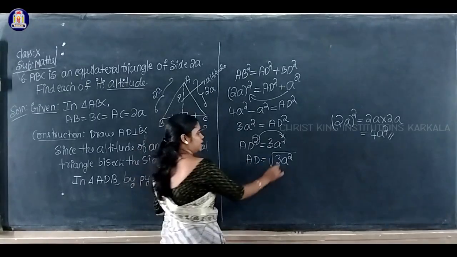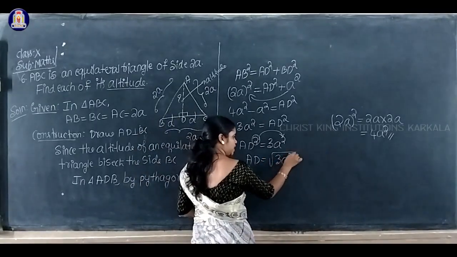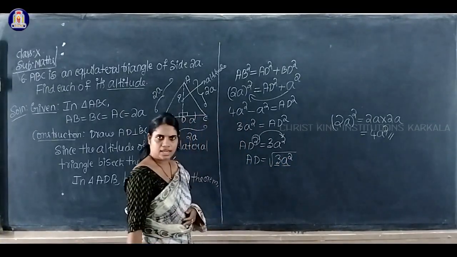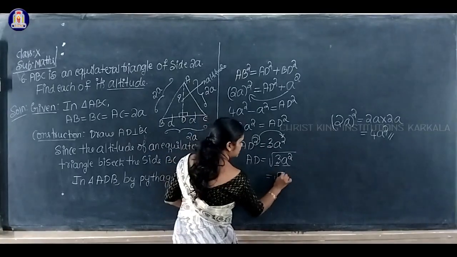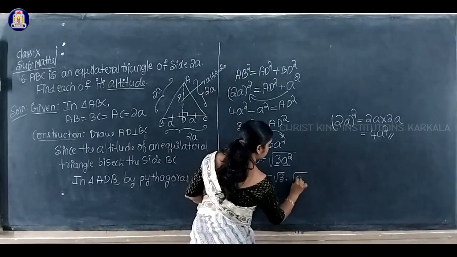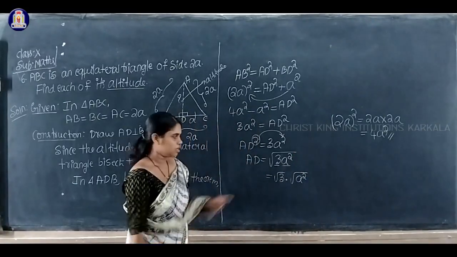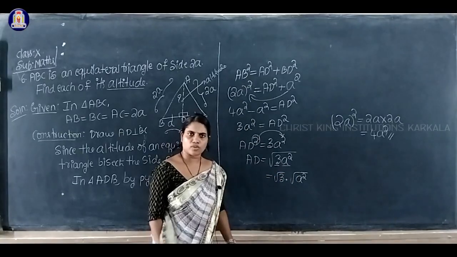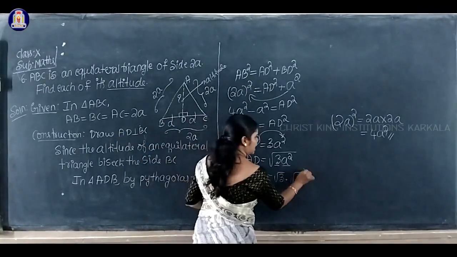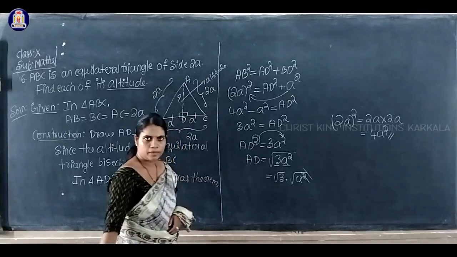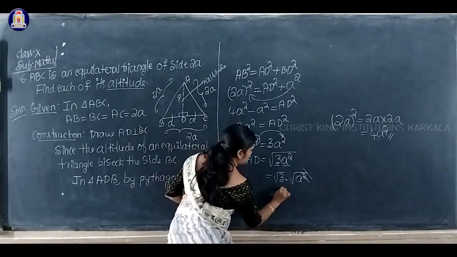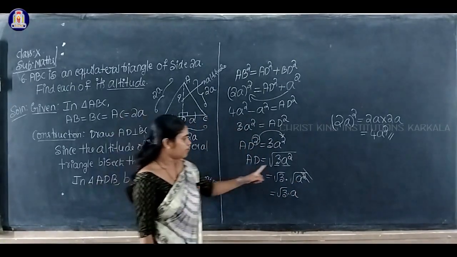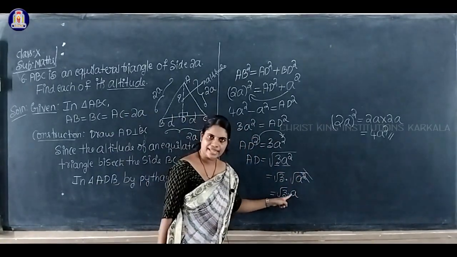Now can I split this 3 into a square? Here 3 is the first term, a square is the second term. So can I split it as square root of 3 into square root of a square? Yes, 3 is the first term, so square root of 3, into a square is the second term, so square root of a square. Can I cancel this square root and square? Then how much will I get? This is equal to square root of 3 into a, isn't it? After cancelling square and square root, I'll get a only.